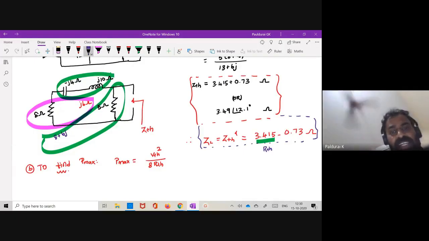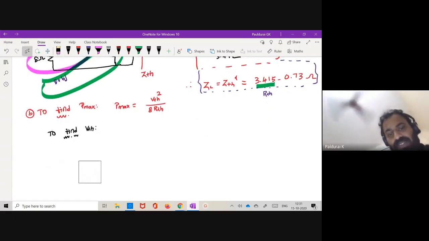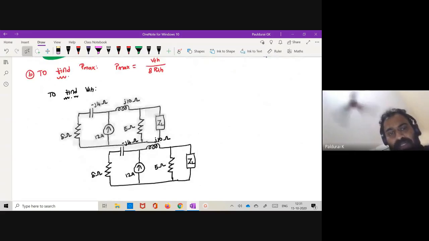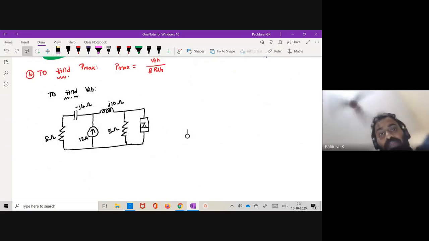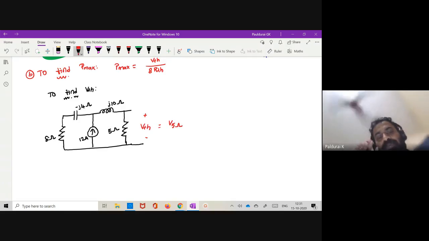How will you calculate VTH this time? So let me put the heading. This time I want to get the equation from you guys. You just think, how will you calculate VTH? So let me paste that circuit. Anyone? What is the procedure? You want to open the load. So let me open this load. Load is opened. Now what is VTH? This is my VTH, plus minus. Therefore, VTH is the voltage across this 5 ohm resistor.